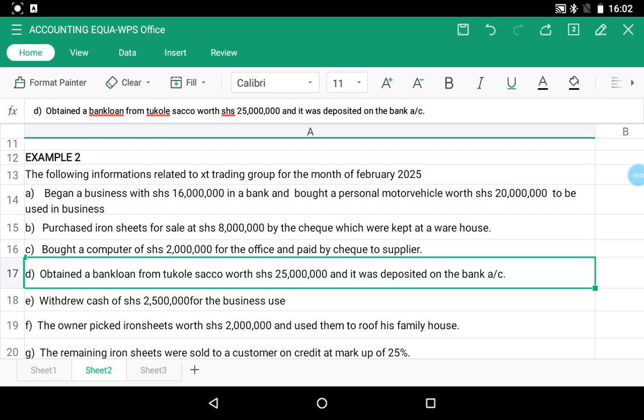That means bank was gaining from what? From loan, because he got a loan. So we are going to, under liability we shall put loan, then under bank we shall debit it. So we shall add, the value of bank is going to increase. So let us also tackle this question.